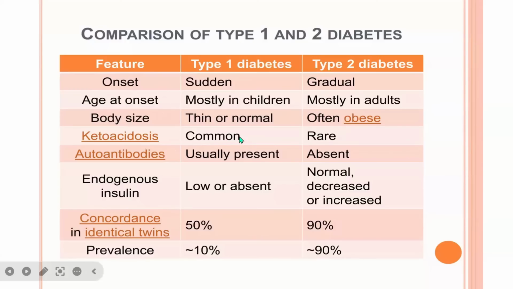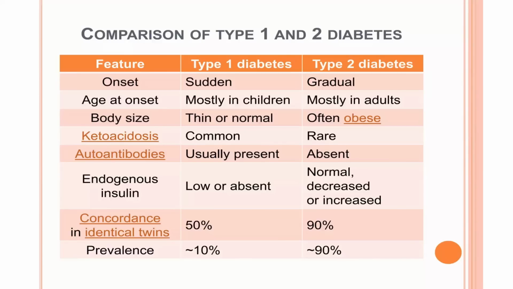Then ketoacidosis is common in type 1 diabetes because, as a result of insufficient insulin, a lot of ketone bodies will be generated, which leads to a buildup of ketone bodies or fatty acid in the blood, which leads to diabetic ketoacidosis. So it is rare in type 2. Then autoantibodies are usually present in type 1, while they are absent in type 2 diabetes. Then endogenous insulin is low or absent in type 1, while in type 2 it is normal, decreased or increased.